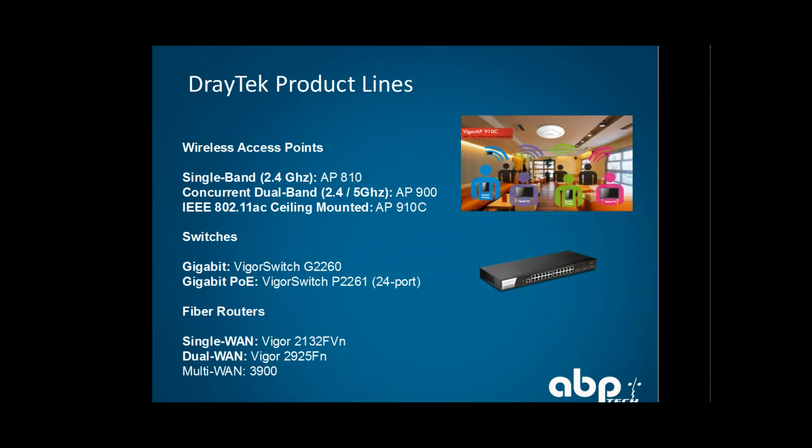The ceiling mounted access point that I talked about, the 910C, is the latest in DrayTek's lineup of access points. So it's an 802.11 AC access point. And all these access points are controlled centrally through the 2925 router's built-in wireless controller. So they make a really nice bundle with the 2925 router for your SMB wireless deployments.